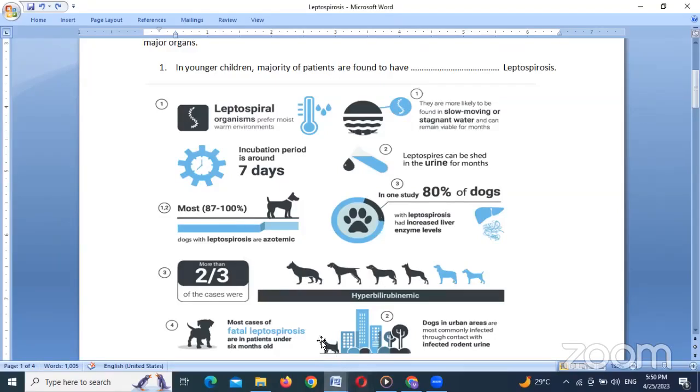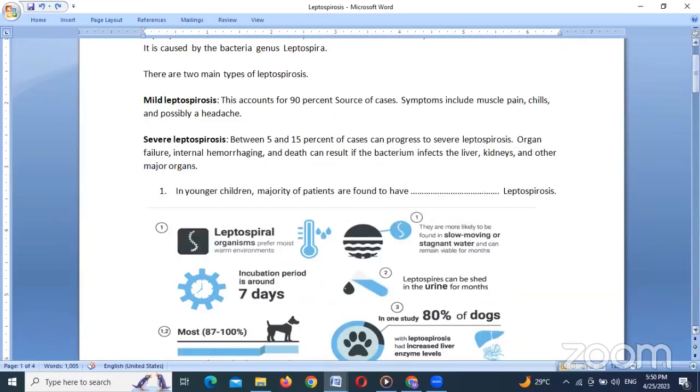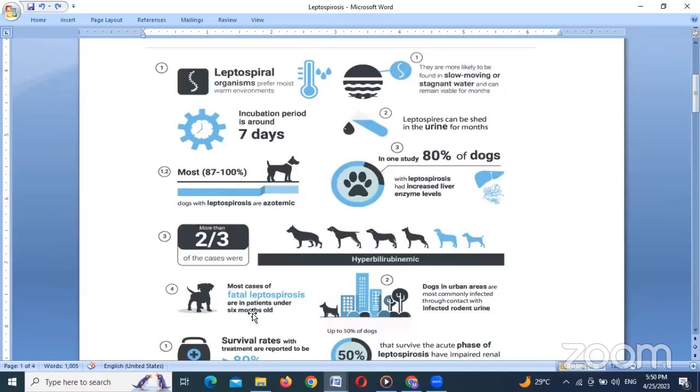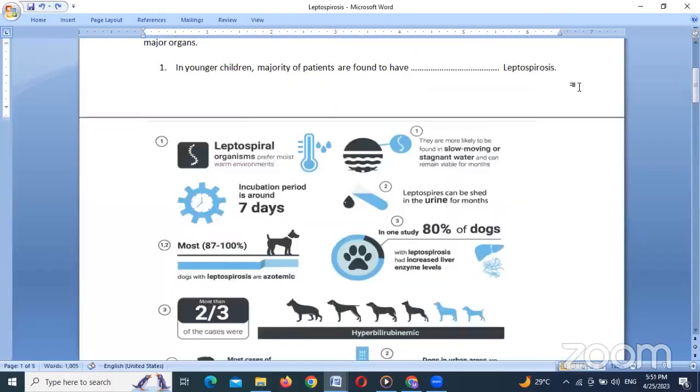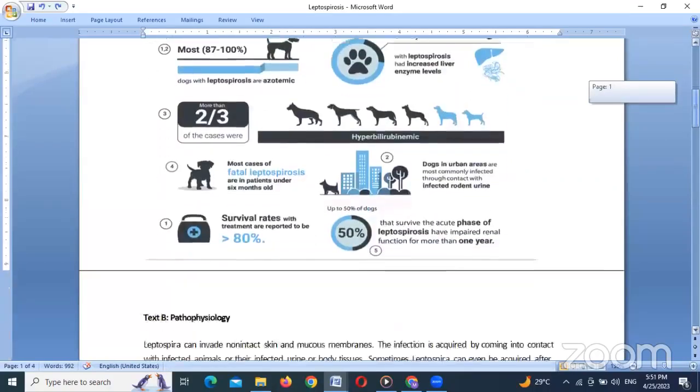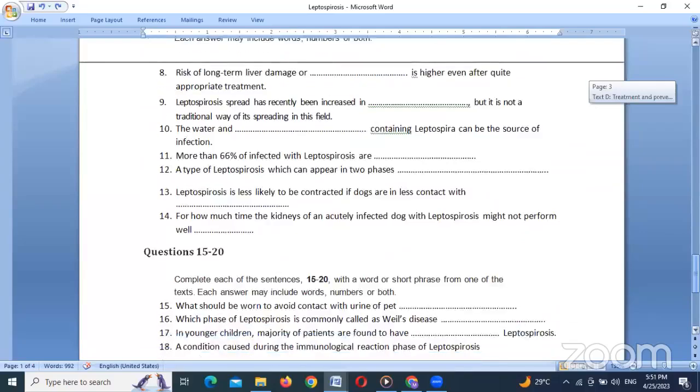So majority of patients, what is the synonym I'm using? Most cases. Most cases are found to have something-type leptospirosis. So this is fatal leptospirosis. What I'm doing is just paraphrasing this sentence in a different way, so that it becomes difficult for you to answer. If I give it directly, like children under 6 months old, the most cases of leptospirosis are, it's very easy to answer. That is why the writer will always twist the question a little bit, by paraphrasing and using synonyms. Be careful, please.